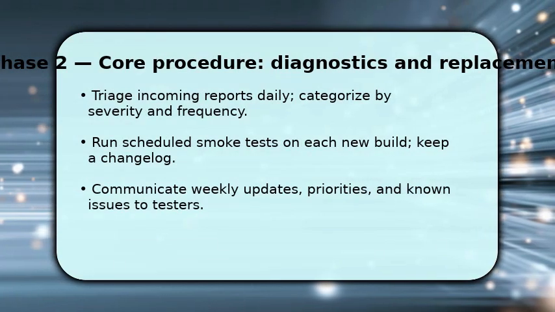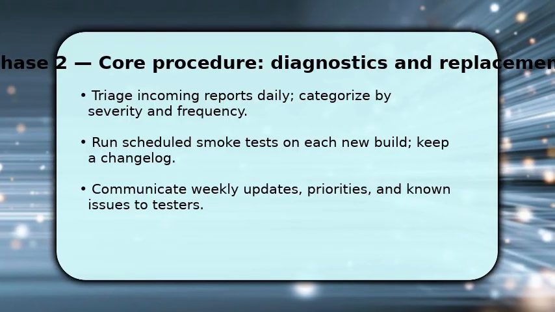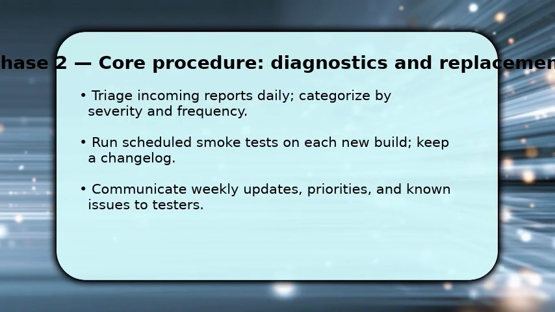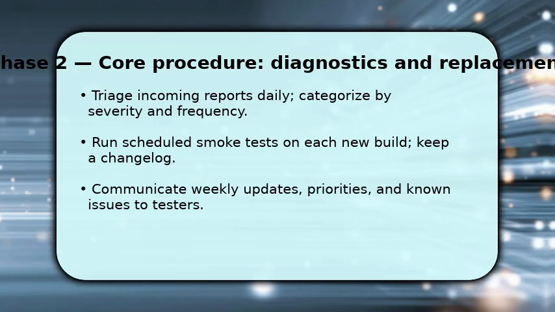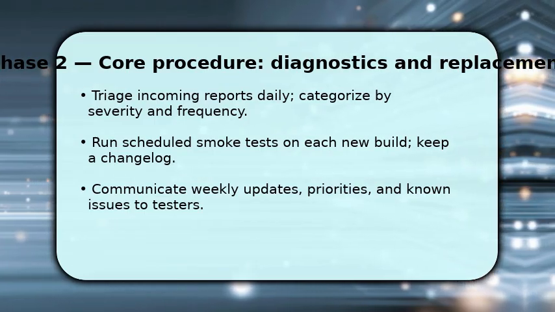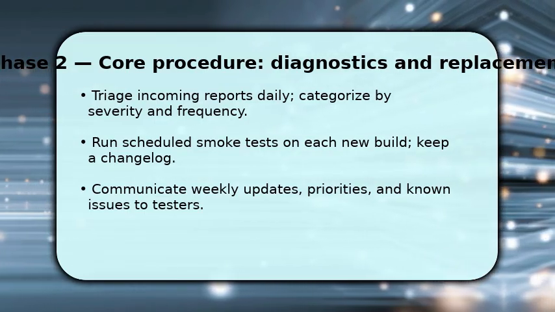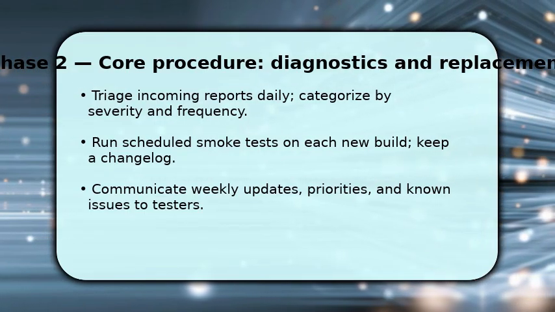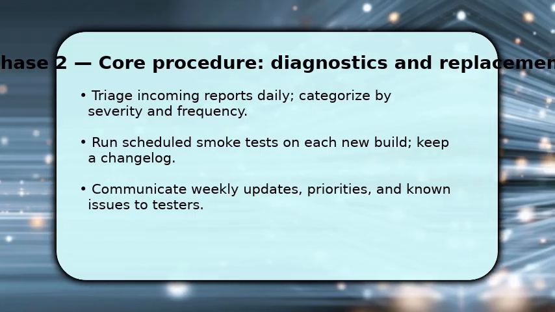Now you focus on execution. Triage incoming reports every day and tag them by severity and frequency so the team knows what to fix first. Run scheduled smoke tests on every new build and update the changelog. This ensures regressions are caught early.